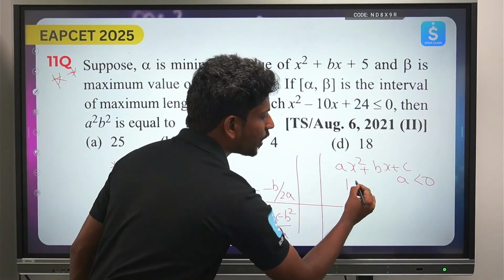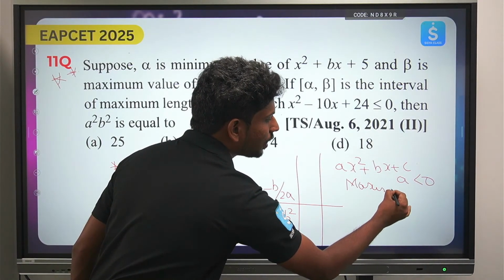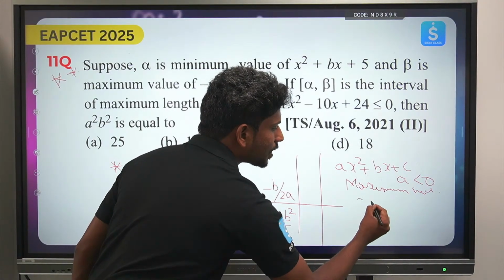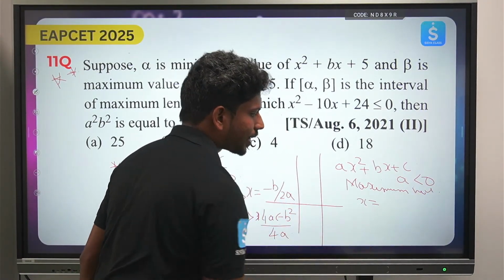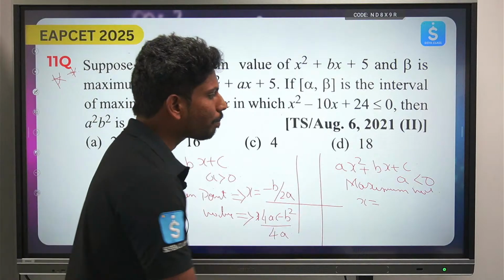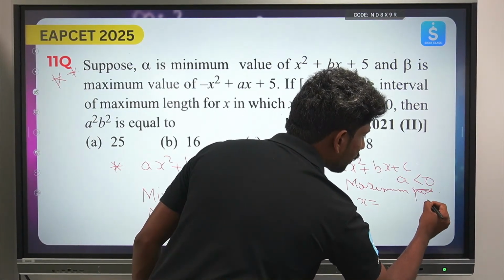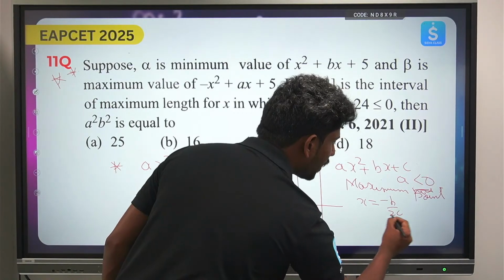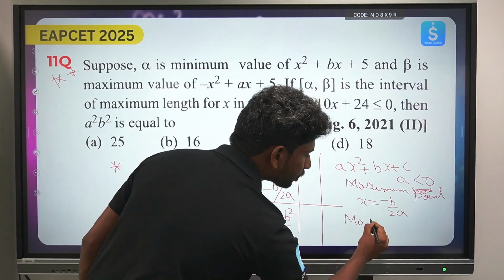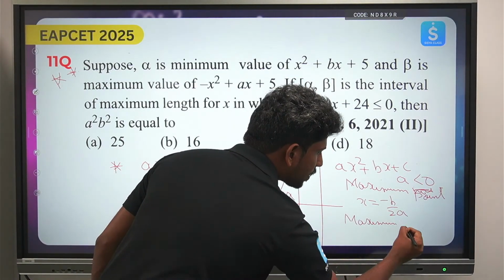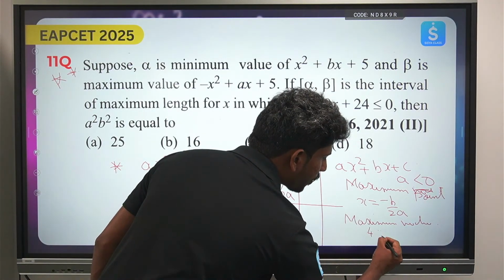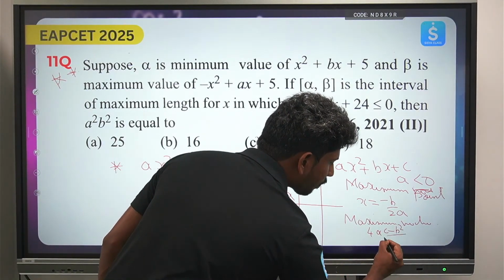At this point we have the maximum value, and the maximum value also occurs when x equals the maximum point. This time also we have a maximum value. So the maximum point is nothing but x equals minus b by 2a, and the maximum value is the same thing, 4ac minus b square by 4a.